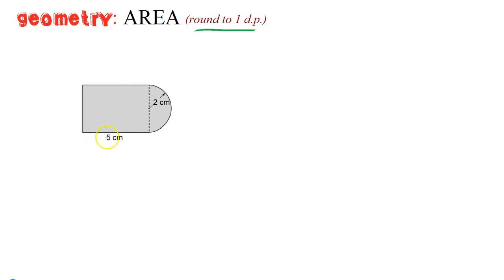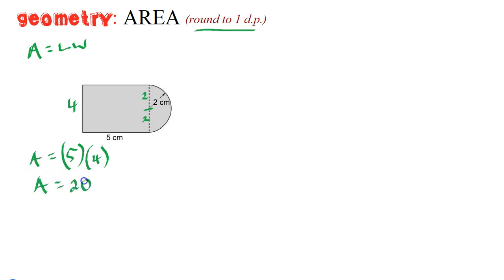We can see here that it's 5 centimeters long. We know the formula is area equals length times width, right? So we know it's area equals length of 5 multiplied by the width. Now we don't know the width exactly, but we're given a clue here because the radius of the circle is 2 centimeters. So from here to here is 2, from here to here is 2, so that means it's 4 in total to one side, so it's multiplied by 4, so area is going to equal 20 centimeters squared. So that bit there is going to be 20, and I just need to figure out this semicircle.